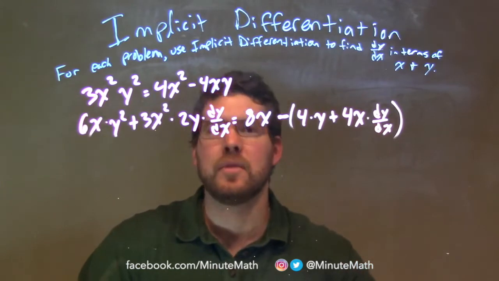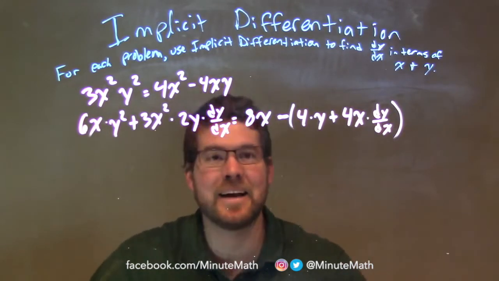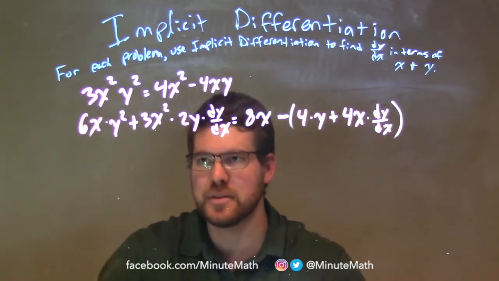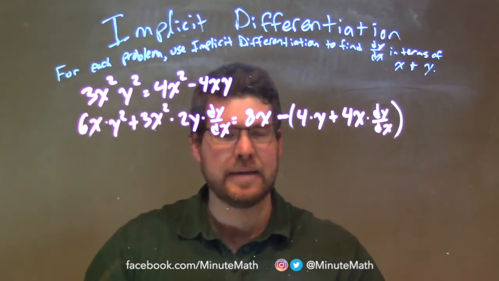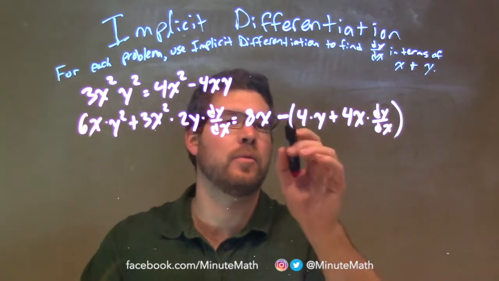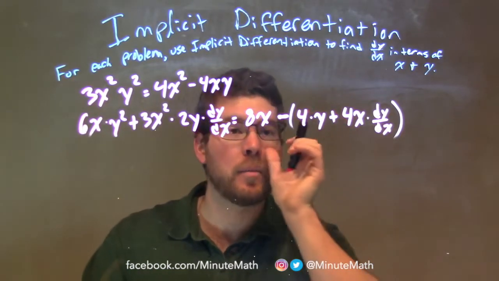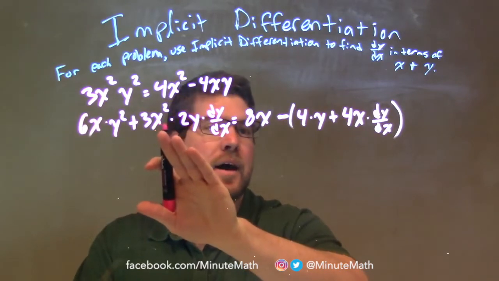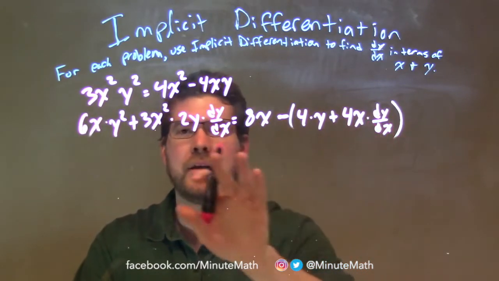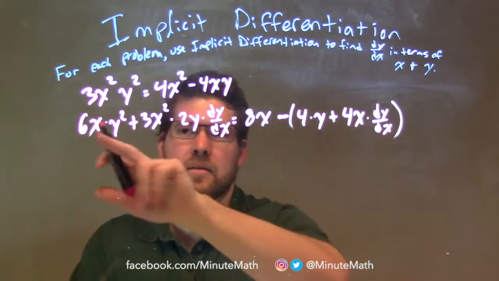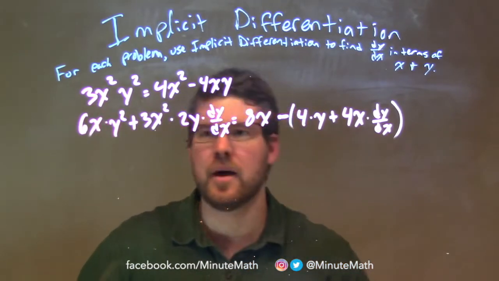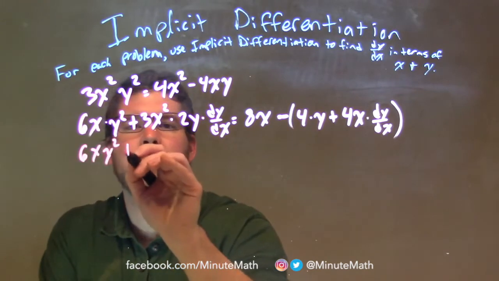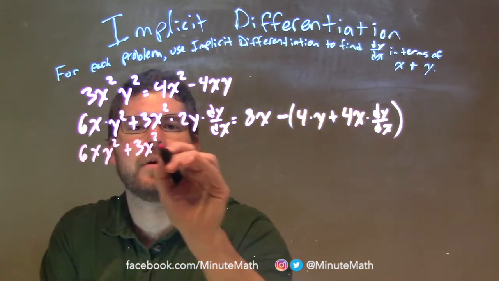Okay, so now we want to get the dy dx's all to one side. That's our ultimate goal. The rest is just algebra here. So to do that, first let's distribute this minus sign across to all parts here, and then we're going to basically subtract. Well, let's add this dy dx to this side, and then subtract the 6xy squared to the right hand side. So I'm going to leave this the same, 6xy squared here, plus 3x squared.